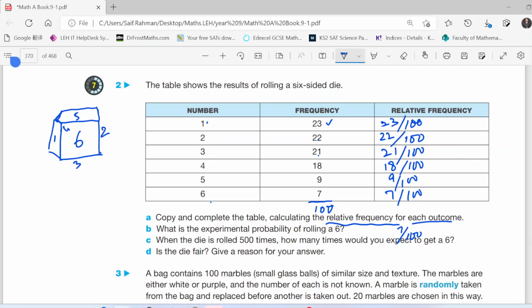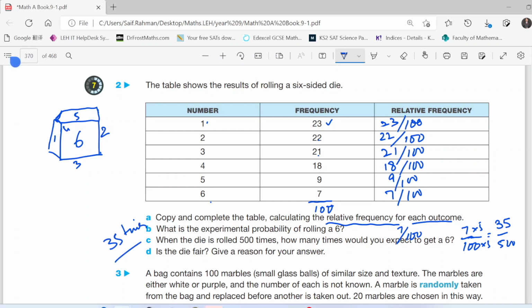And when the die is rolled 500 times, how many times would you expect to get a 6? So in 100 times, if you get 7 times, for 500 times you have to multiply by 5 on both sides, so you will get 7 fives are 35 over 500. So 35 out of 500, you will get 6. That means 35 times you get this.